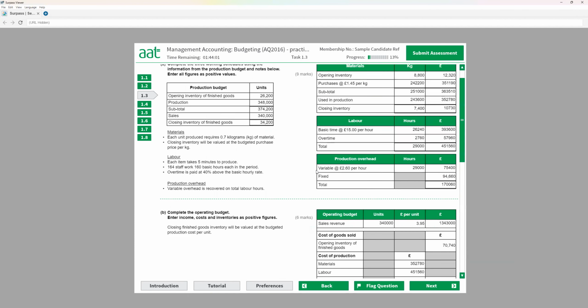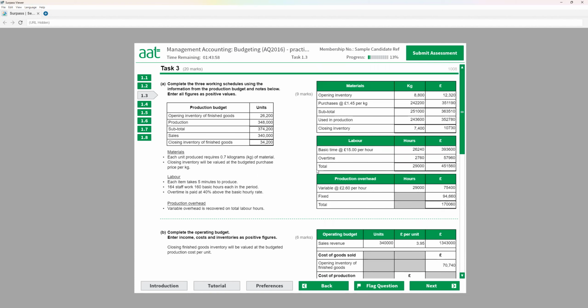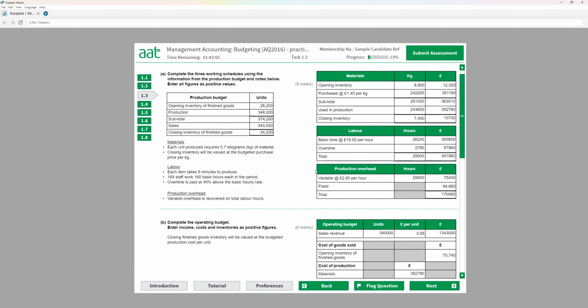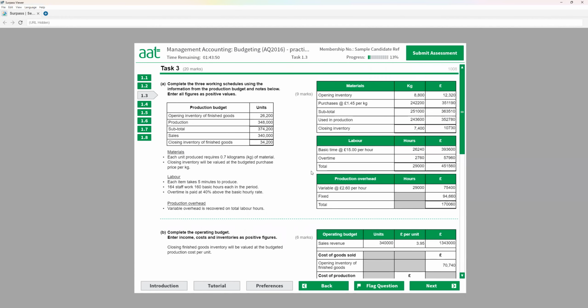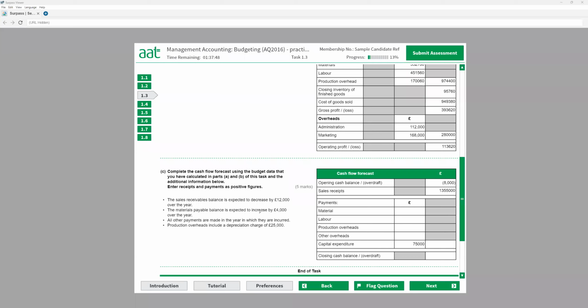So if we look at the material, let's have a look. How much is the material we have? Where is the material we have for the purchase? And it will be increased by 4,000. So we can see here, the material payable balance is expected to increase by 4,000 over the year. So right now, how much I'm paying, I'm going to pay 4,000 pounds less.